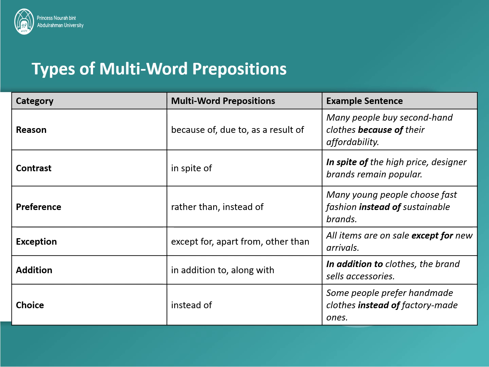For preference, you can use rather than and instead of. Many young people choose fast fashion instead of sustainable brands. For exceptions, you can use prepositions like except for, apart from, other than. All items on sale except for new arrivals.